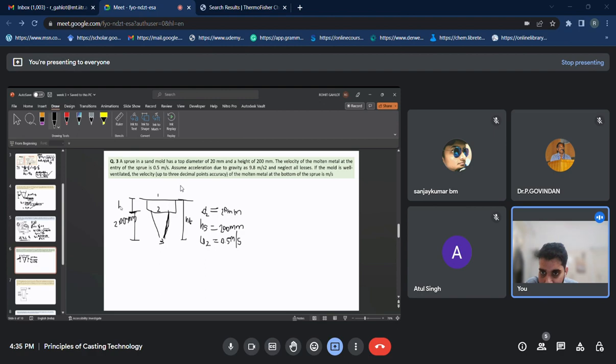This is 200. So I will be calculating this, I'm writing it as HC. So I will first calculate this HC. So I can write U2 as root 2g HC. Let's see, if I apply the Bernoulli equation, I will get this. And then here U2 I have been given as 0.5.